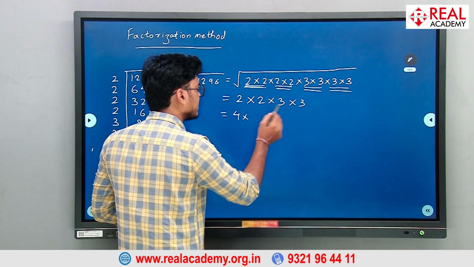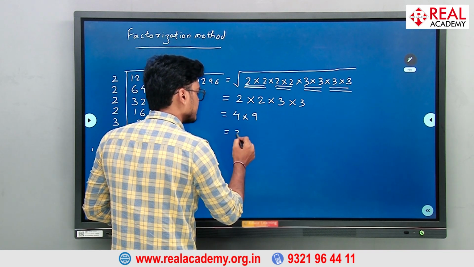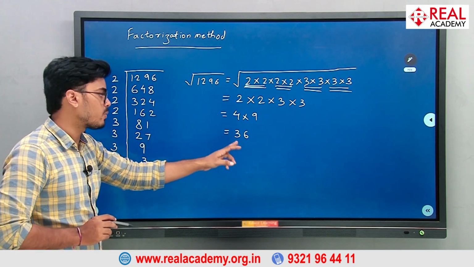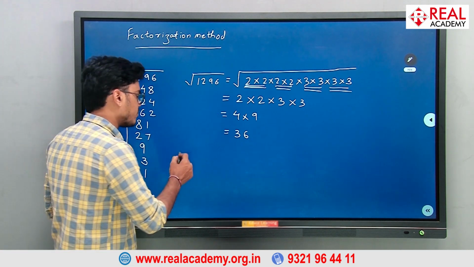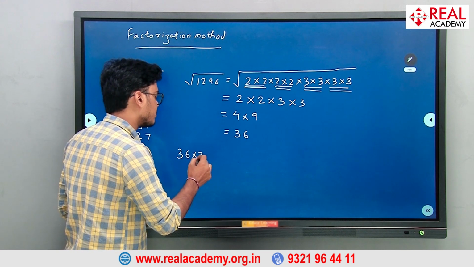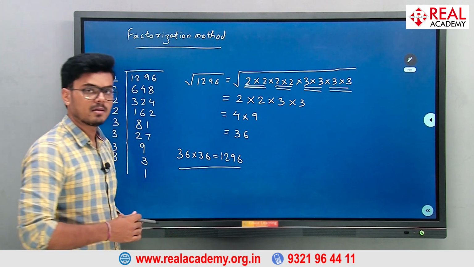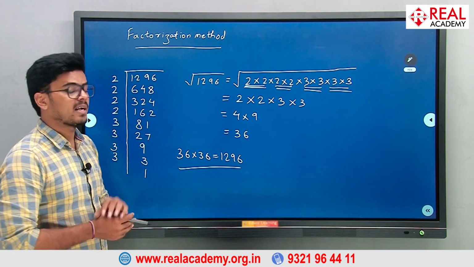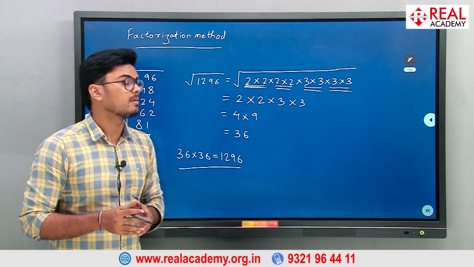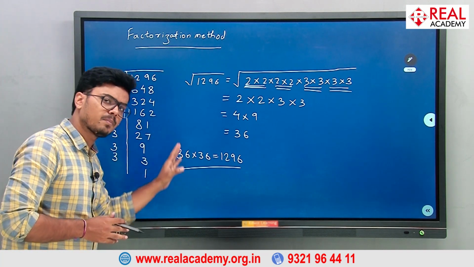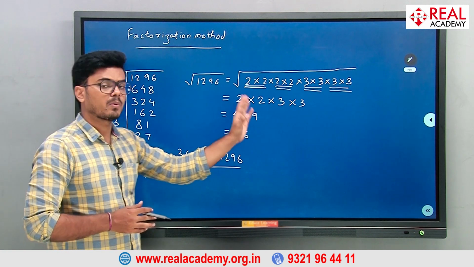4 multiplied by 3 3s are 9. The answer is 36, which means 1296 is the square of 36. If you multiply 36 into 36, you will observe that the answer is 1296. So this is one method to find the square root of any number, the factorization method. You just have to factorize the number completely under the square root.